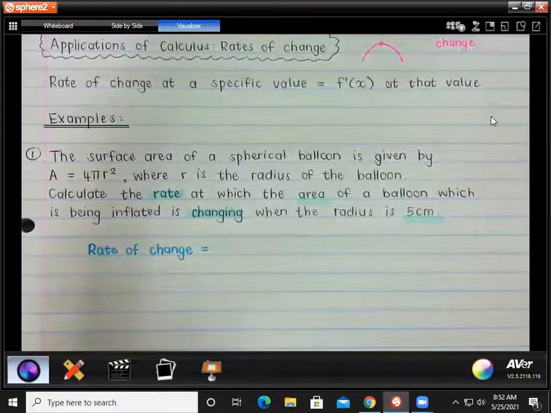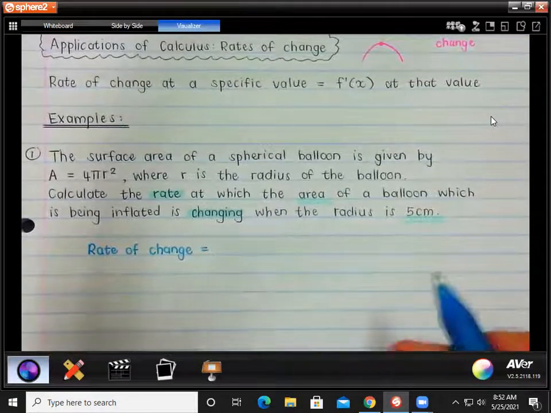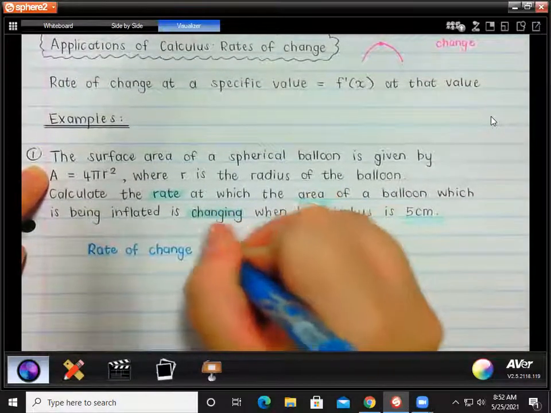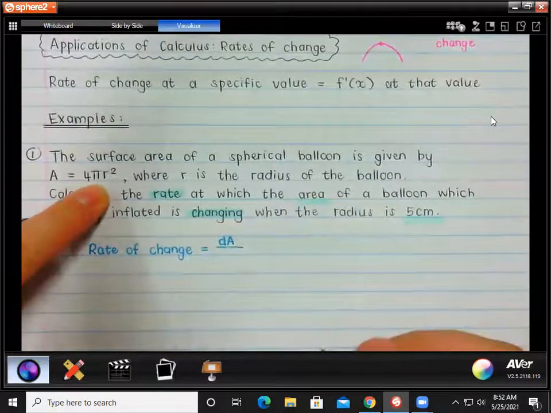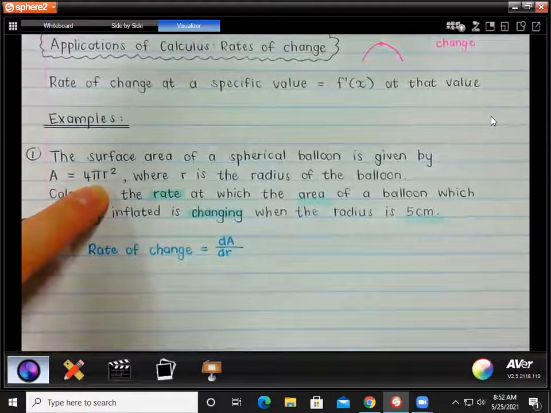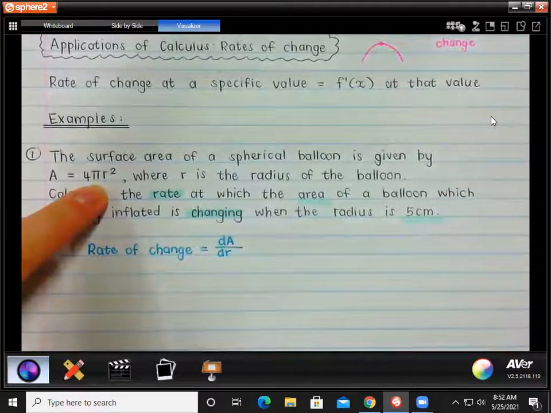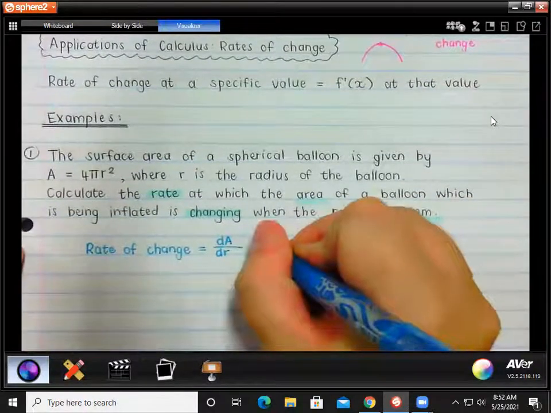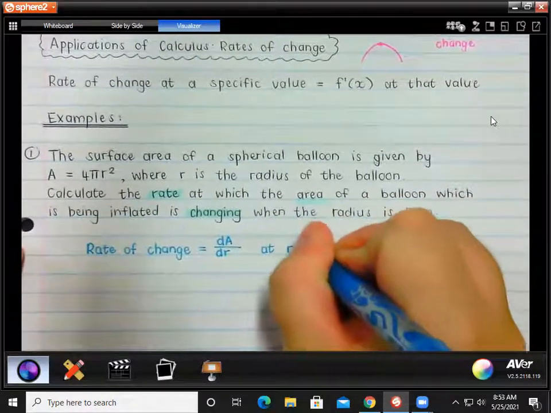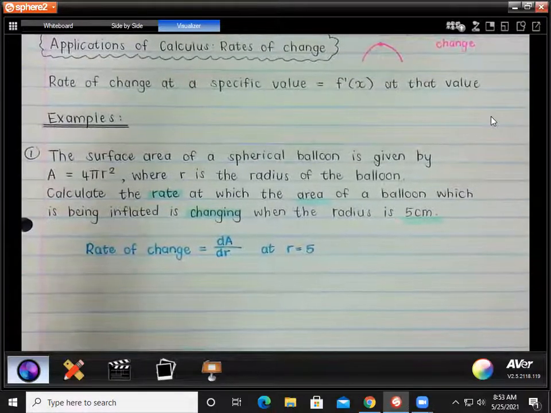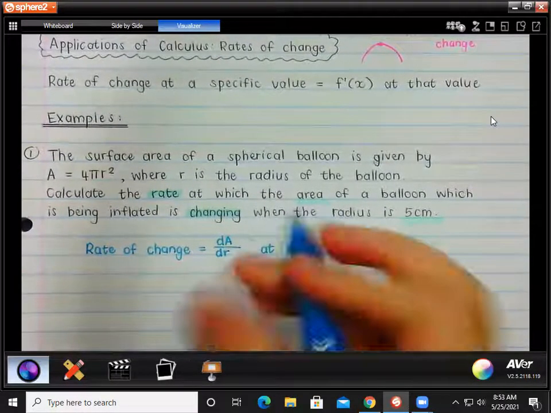All right, what are we going to find the derivative of? The derivative of the area. So let's say dA over, and what is the variable in this formula? R. So the derivative of the area in terms of the radius. And then I'm just going to write here at R equals 5. Okay, that's what we're going to have to sub in.